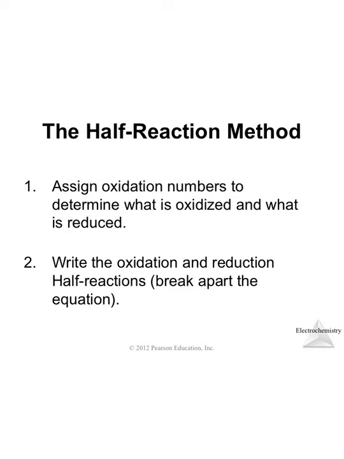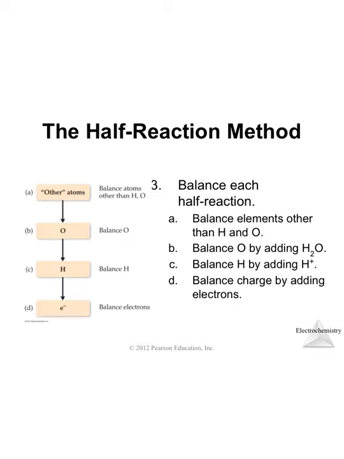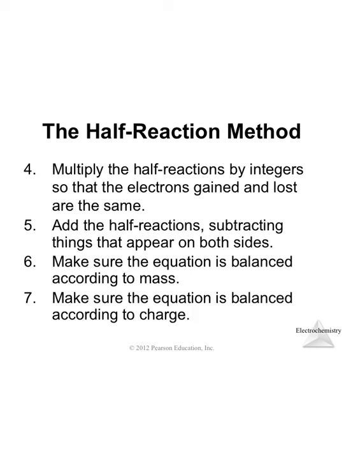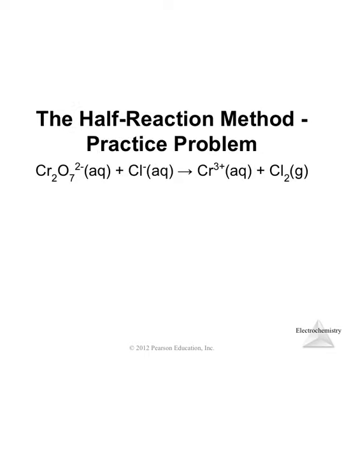Okay, so here's the process. Assign the oxidation numbers so you know what's oxidized, what's reduced. Write the oxidation reduction half reactions, break apart. Balance each half reaction, so do the elements, do the oxygen by adding water, the hydrogen by adding H+, and then do the electrons in this order here. Multiply the half reactions so that the electrons are the same, add them together, make sure it's balanced, and then you're good to go. So let's try one of these all the way through together.